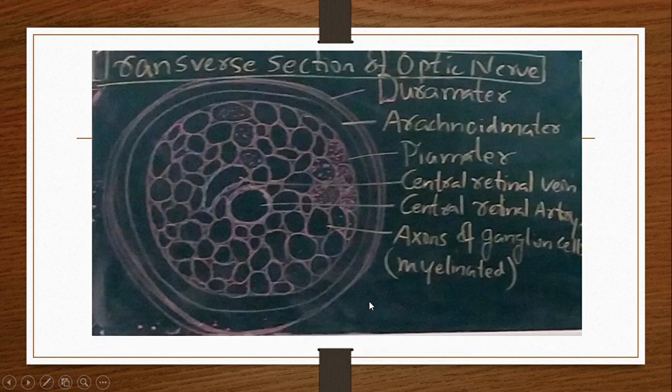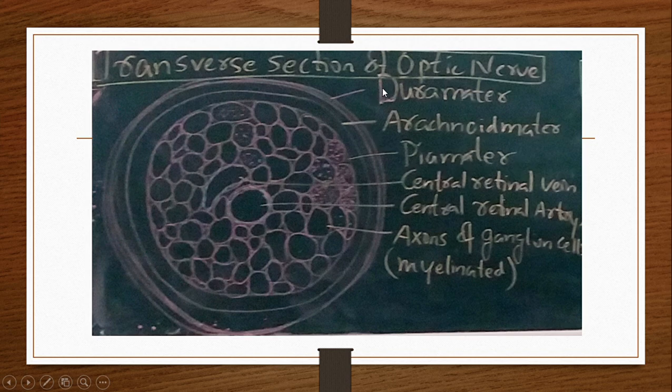So this is the diagram showing the transverse section of the optic nerve. It is very simple to identify. There are different coverings. Three layers of meninges can be seen: the outermost dura mater, next the arachnoid mater, and the innermost layer, the pia mater.